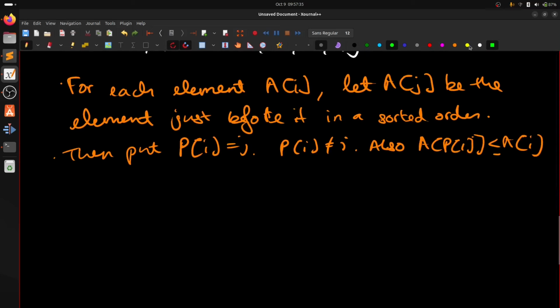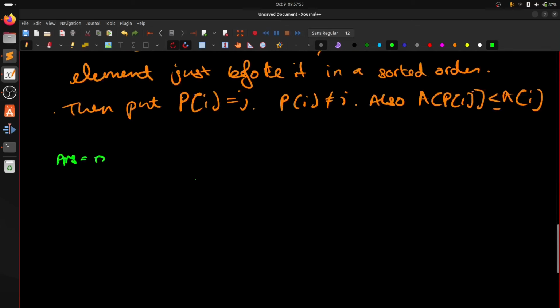Okay. Now the only option is to make the answer equal to n. When will the answer be equal to n, and when will the best be n minus 1? So for n minus 1, we already found a way to construct it. We simply put the element before it in sorted order, right? So how do we find answers equal to n?